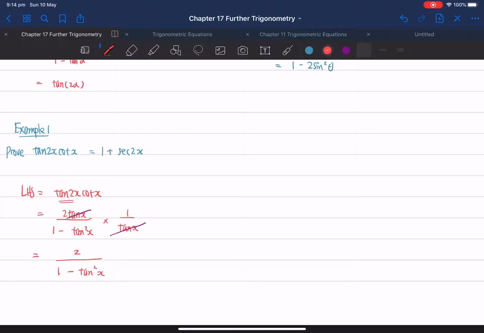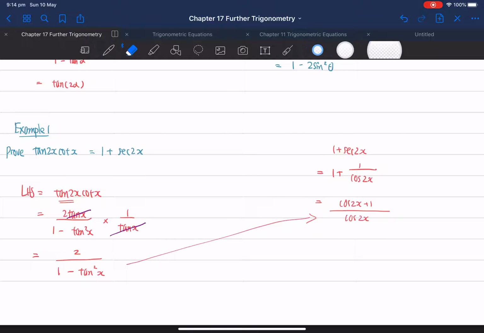All right. So what we now want to do is have a look at the right hand side. You have 1 plus sec 2x. And sec 2x is 1 over cosine 2x, right? And then that becomes cosine 2x plus 1 over cosine 2x. So your job is to change from here to there, right? Quite a different format, because one is in terms of tangent, the other one is in terms of cosine 2x, totally different. So how would you do that?